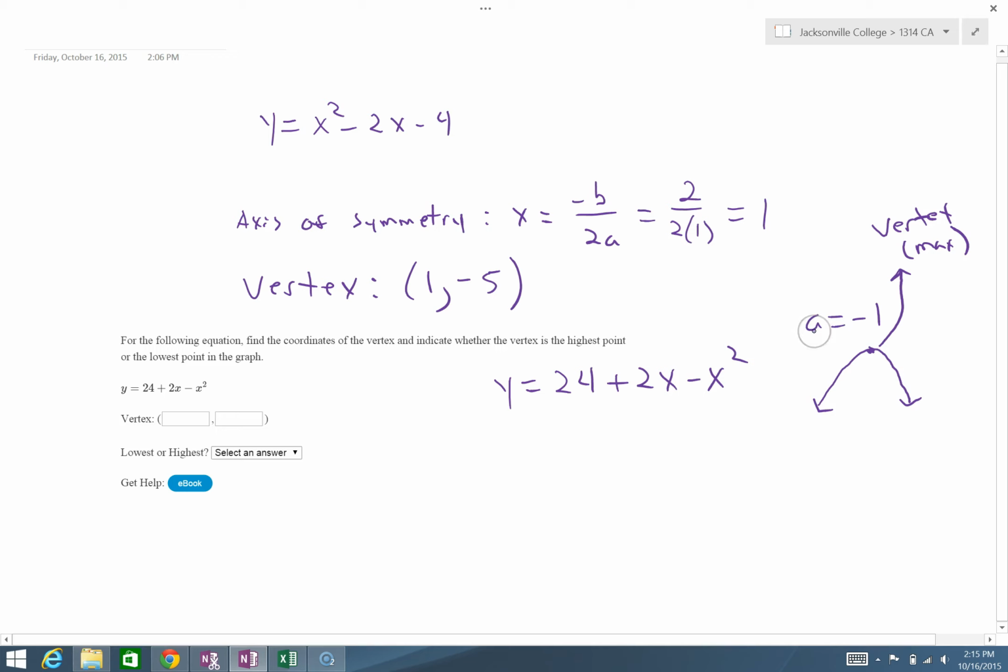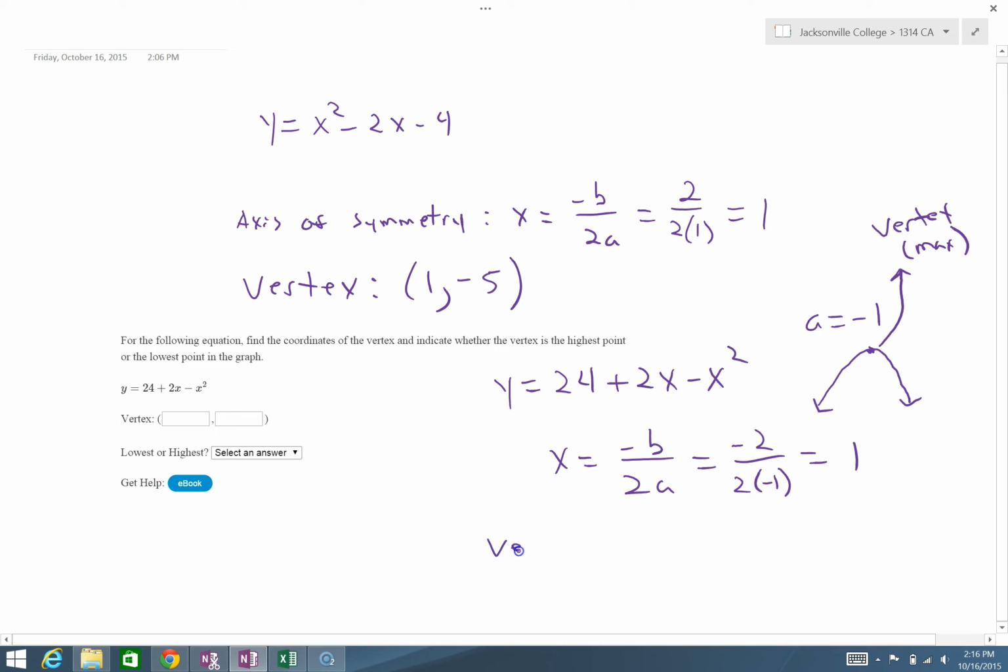Alright, to find my vertex, I'm going to use this formula that gives me the axis of symmetry. x equals negative b divided by 2a. In this case, b is 2, so negative 2. 2 times a, where a is negative 1. 2 times negative 1, that's negative 2. Negative 2 divided by negative 2 is positive 1.